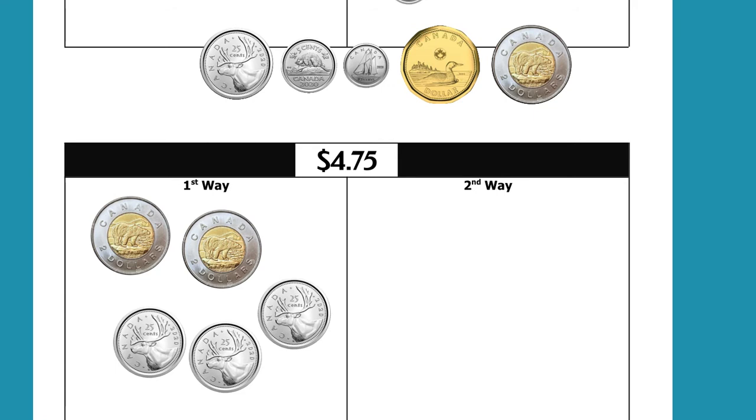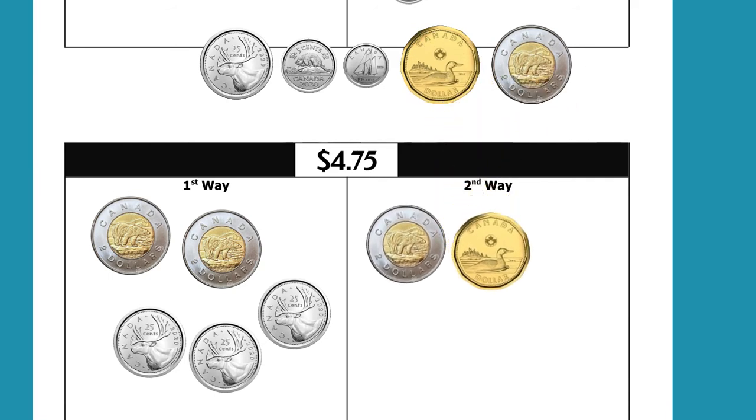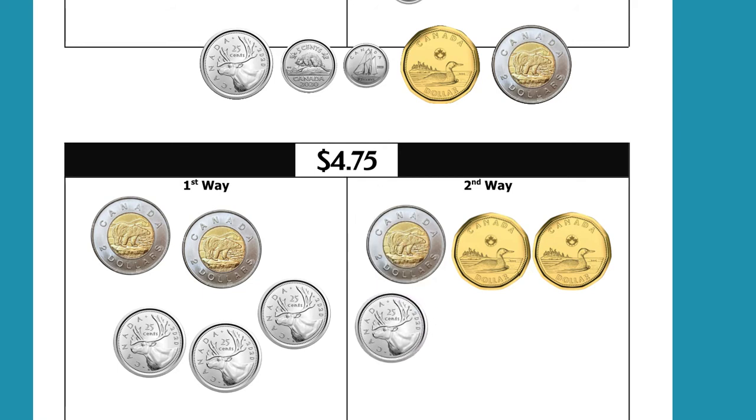And now a second way that I might do is maybe use 1 toonie. So we're at $2, that makes $3, and then we'll use 2 loonies, so that's $4. And to make 75 cents, maybe I'll just use 1 quarter this time, so that's 25 cents, and then I'll use some dimes. So that would be counting by 10 after that. So we're at 25 cents there.